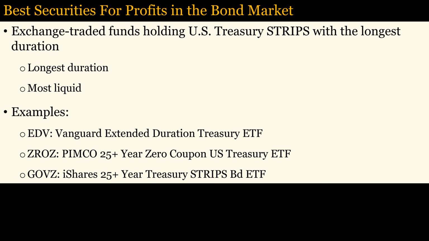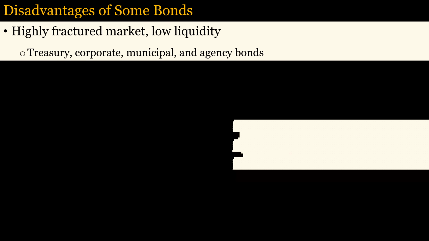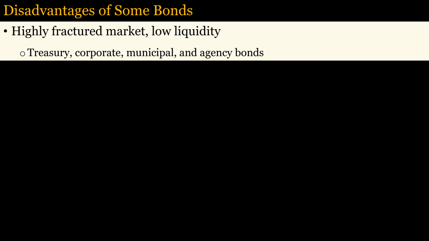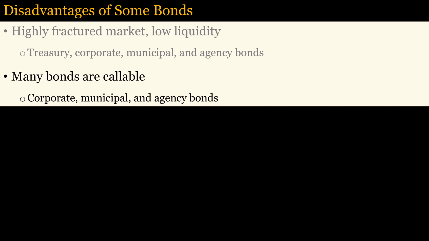The best way to take advantage of the coming bull market in bonds is by investing in exchange-traded funds holding U.S. Treasury strips with the longest duration. I have listed a few examples here, but I will discuss more about them later. Although other types of bonds with long duration have capital gain potential, these other securities have disadvantages. The market for individual bonds is highly fractured, so individual bonds have low liquidity. Many bonds are also callable, which greatly reduces their capital gain potential.